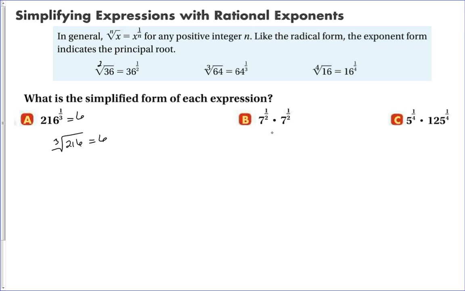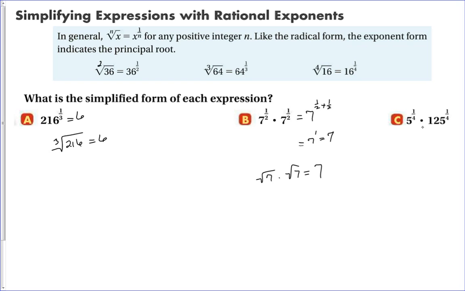Alright. Now, letter B here we can do one of two ways. The first way is we can simply use our properties of exponents that we know, and when you multiply numbers with exponents, you simply add the exponents. So this is going to be 7 raised to the 1/2 plus 1/2, which is simply 7 to the 1st, which is simply 7. Or you could convert these into radicals and make it the square root of 7 times the square root of 7, which of course when you multiply a radical by itself, the radicals cancel out and you're just left with the number underneath.